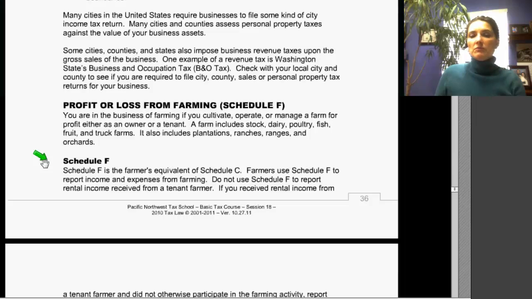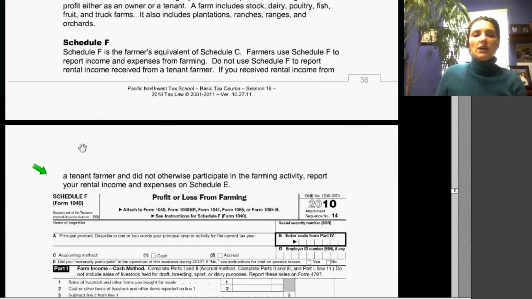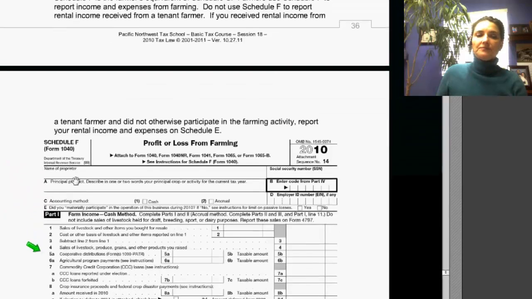Schedule F is the farmer's equivalent of Schedule C. Farmers use Schedule F to report income and expenses from farming. Do not use Schedule F to report rental income received from a tenant farmer. If you received rental income from a tenant farmer and did not otherwise participate in the farming activity, report your rental income and expenses on Schedule E.